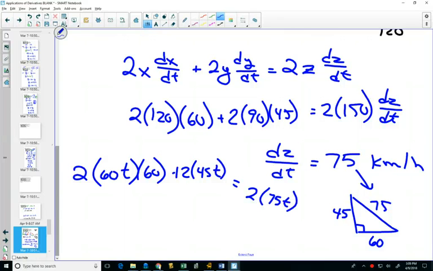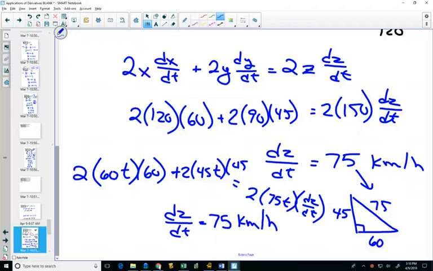Yes, because whatever distance they'll be apart, it will be 75 times time. I think you missed the second 45, right? Did I miss a second 45? This is a plus sign. Yes, there would be another 45 in there. And then times dz dt. That's so cool. And if you work this out, sure enough, dz dt is equal to 75 kilometers per hour. So it will not matter.